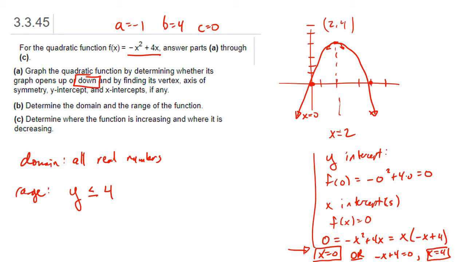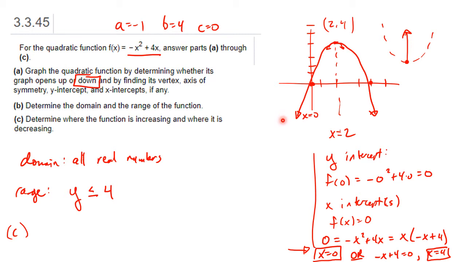A downward opening parabola will always have a range of y less than or equal to the y-coordinate of the vertex. An upward opening parabola, in contrast, would be y's bigger than or equal to the y value of its vertex, because if the parabola opens up, you're going to get out all y values above that vertex value. Part C. Where is this function increasing? Where is it decreasing?